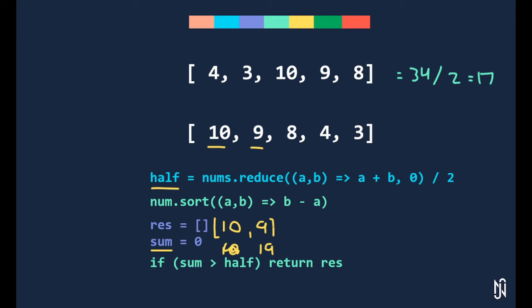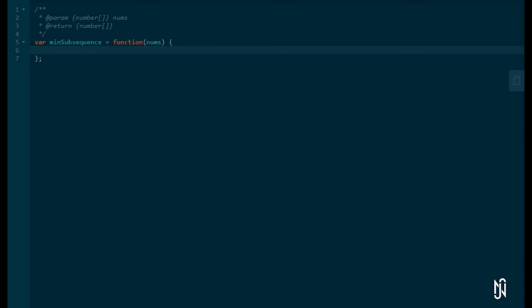So now that we have this diagrammed, let's try and write it in code. So the first thing we want to do in our code is sort the given nums array. So we're going to do nums.sort, and we want this to be in decreasing order. So we're going to return b minus a.